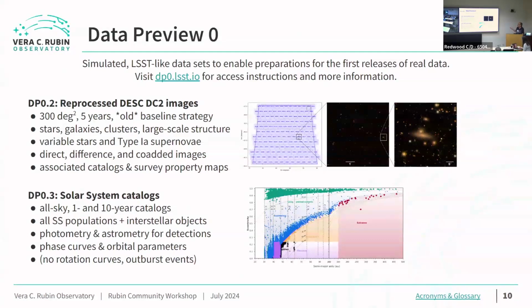It includes stars, galaxies, clusters, large-scale structure, variable stars, and type 1a supernova, as single epoch or direct images, difference images, and co-added images. And it includes also the associated catalogs and survey property maps. And as we see here, we have basically the sky area, and it's broken up into co-add tracts here, and the tracts themselves are broken up even further into patches.